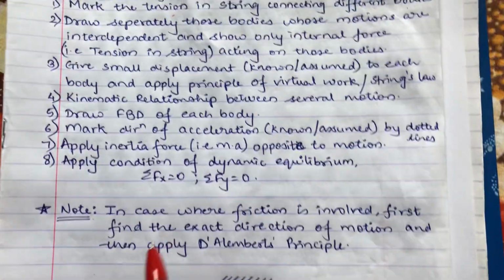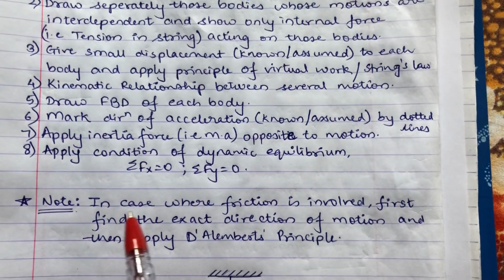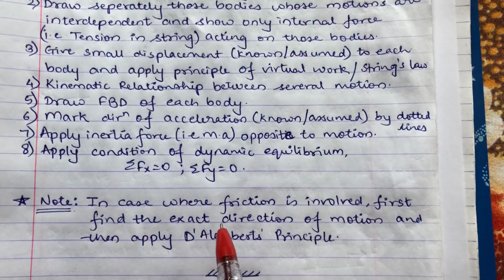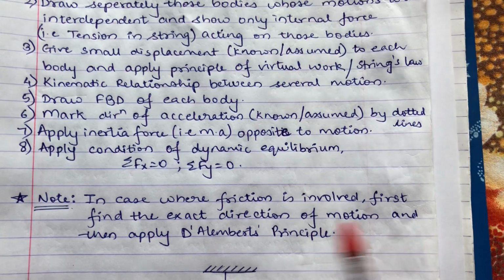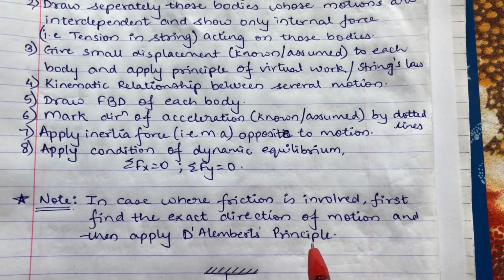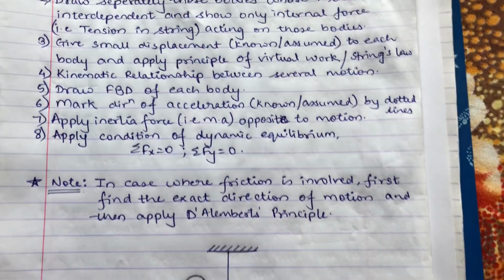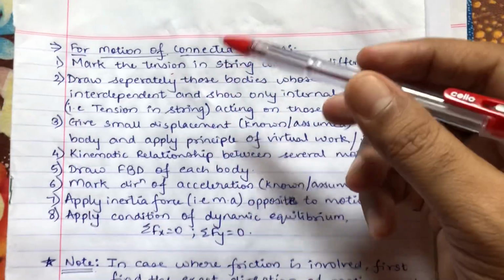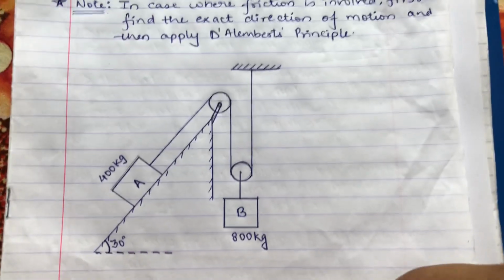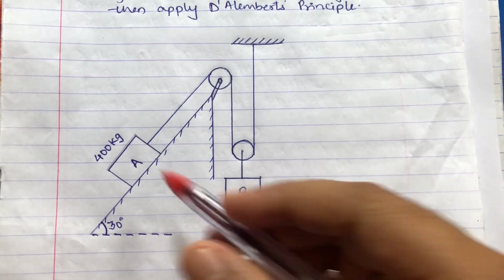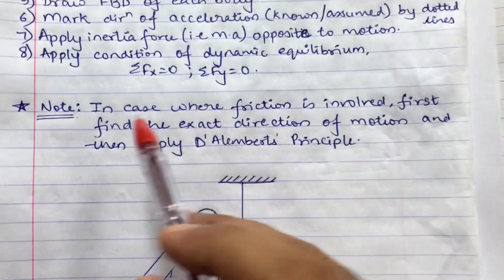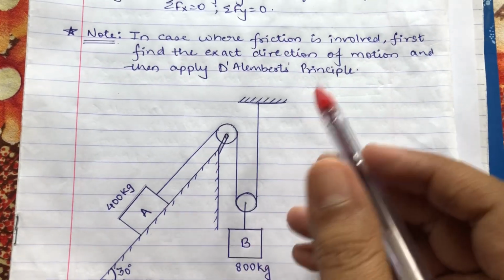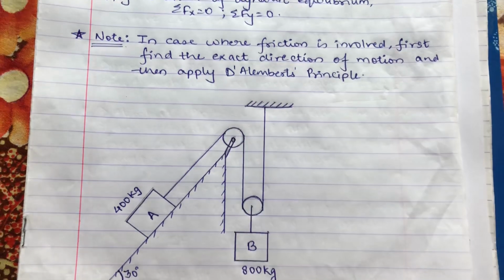Now, very important, in case where friction is involved, first find the exact direction of the motion and then apply D'Alembert principle. Now we'll see one problem based on which we'll apply all the rules whatever we have mentioned here. So the very first is to check 800 and 400. Friction is involved here. You have to be very careful with the direction of the motion.